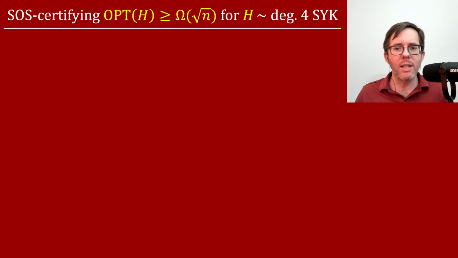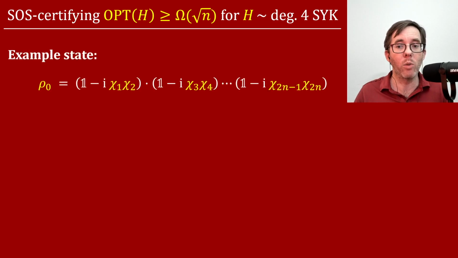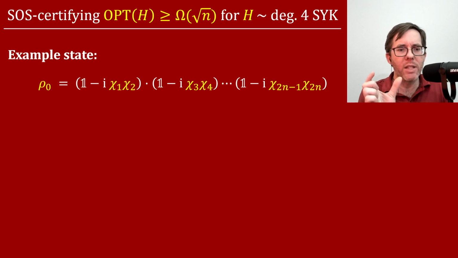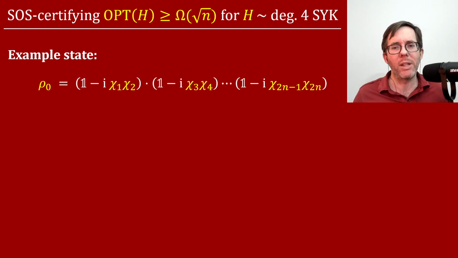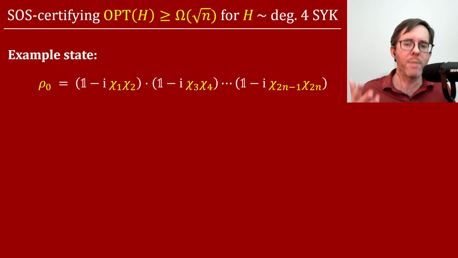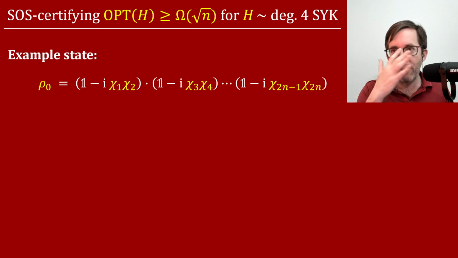Just to get the flavor for this, let me describe for you an example of an explicit state, which I'll call rho 0. This rho 0 is basically just a product of a bunch of these expressions, identity minus i times chi j chi k, like chi 1 chi 2, and chi 3 chi 4. Don't worry too much about the scalar i in there. It's just to make sure that the expression is self-adjoint, Hermitian. And also, note for convenience, I assume we have 2 times n variables chi, just so that we'll have n factors in this example state, rho 0.